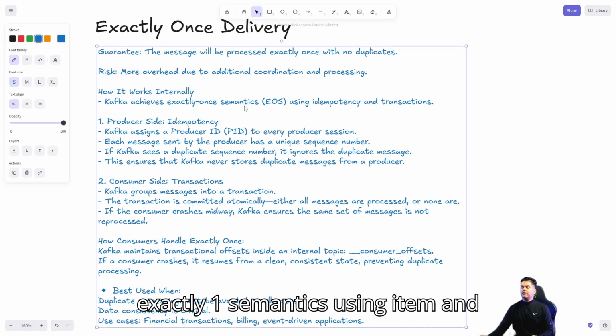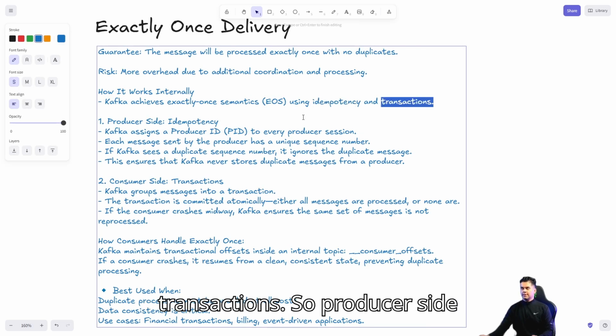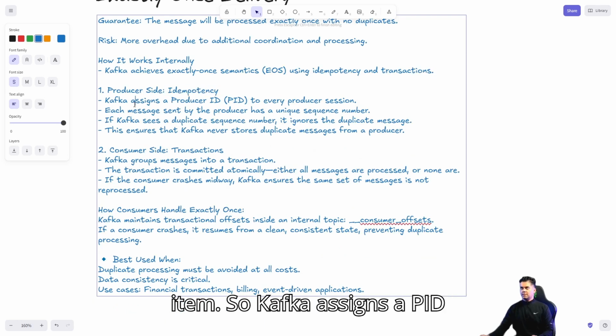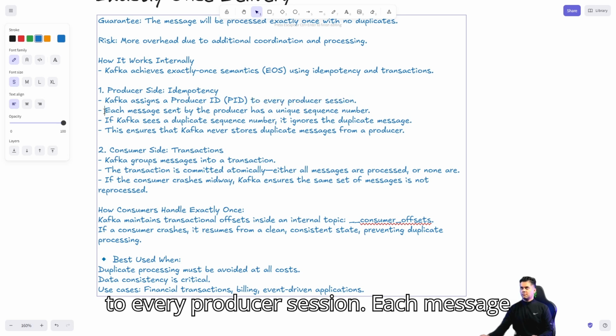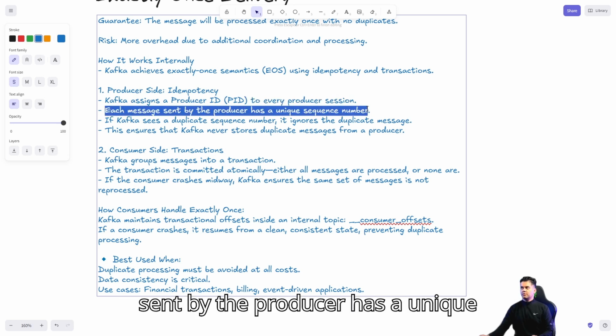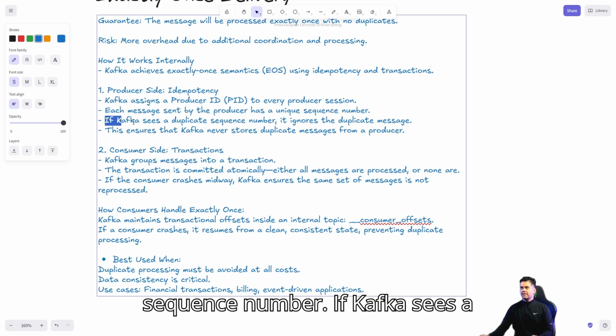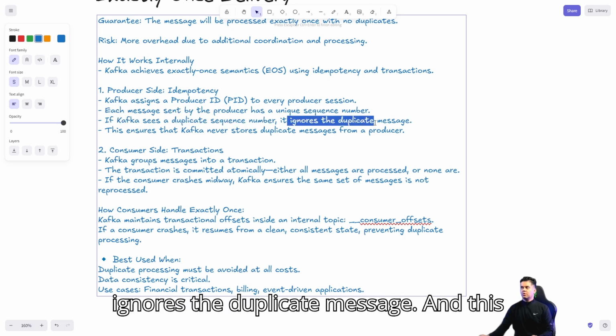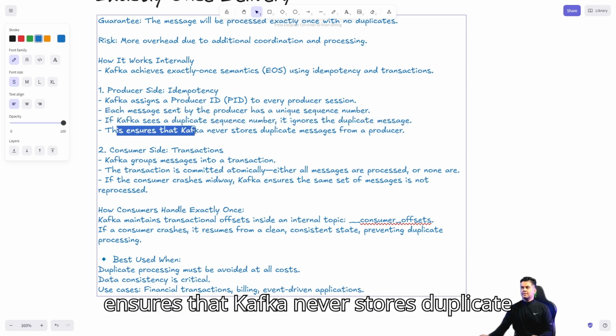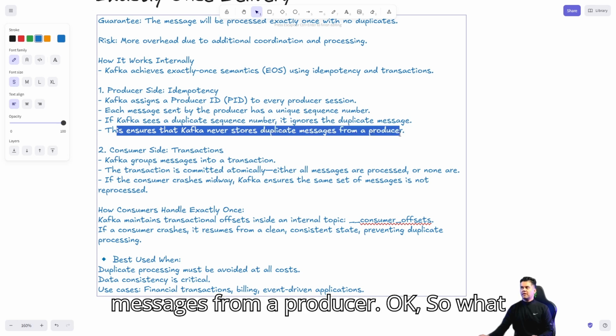So Kafka achieves exactly once semantics using idempotency and transactions. So producer side, idempotency. Kafka assigns a PID to every producer session. Each message sent by the producer has a unique sequence number. If Kafka sees a duplicate sequence number, it just ignores the duplicate message. And this ensures that Kafka never stores duplicate messages from a producer.